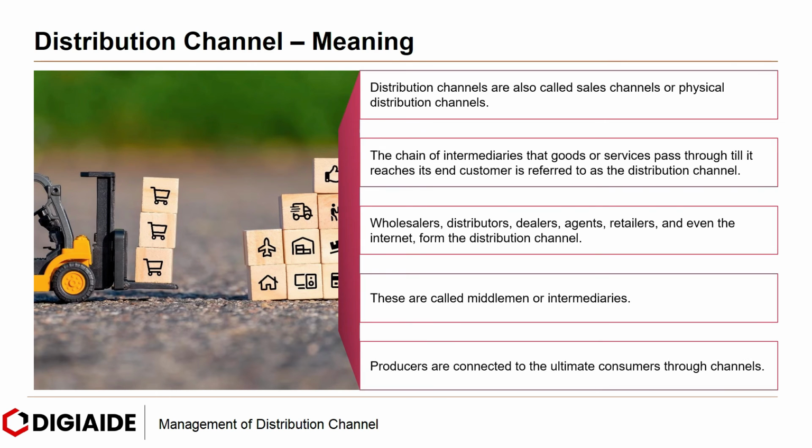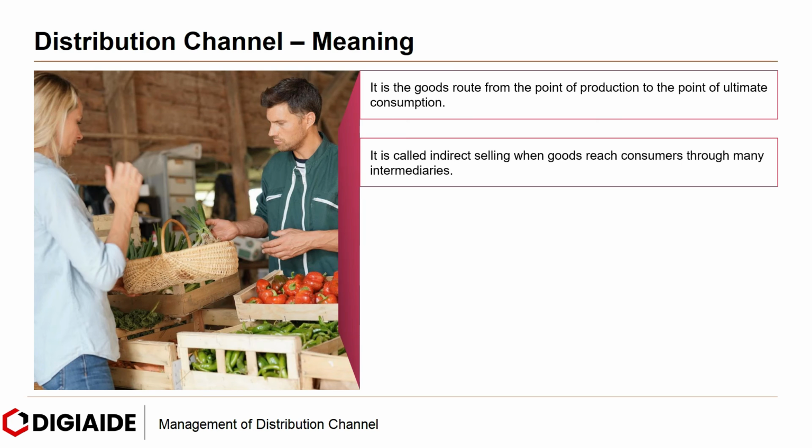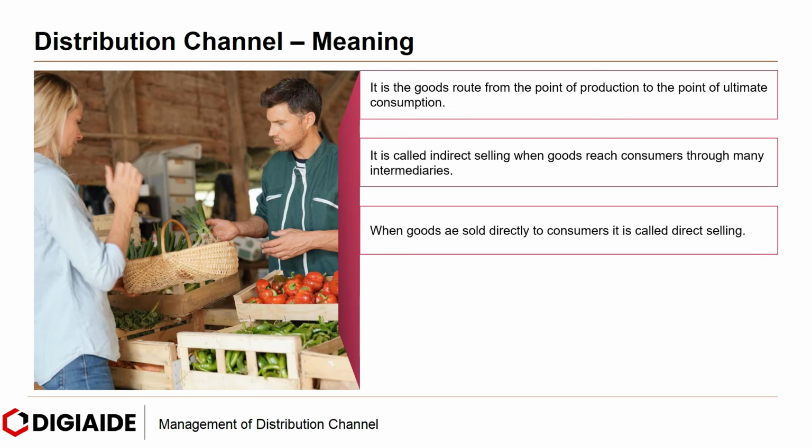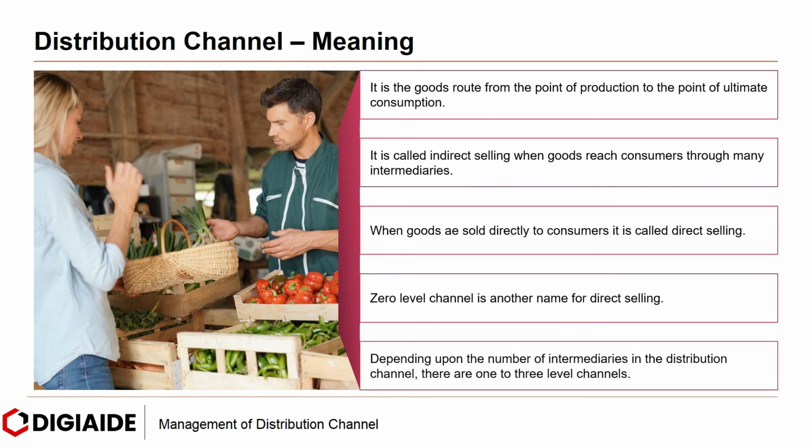Producers are connected to the ultimate consumer through distribution channels. It is a goods route from the point of production to the point of ultimate consumption. It is called indirect selling when goods reach consumers through many intermediaries. When goods are sold directly to consumers, it is called direct selling. Zero-level channel is another name for direct selling. Depending on the number of intermediaries in the distribution channel, there are 1 to 3 levels.